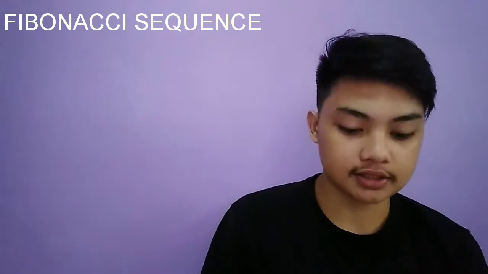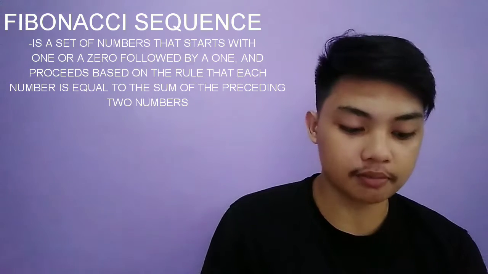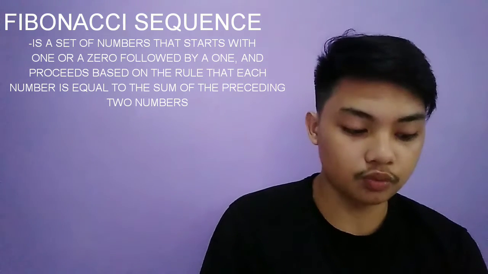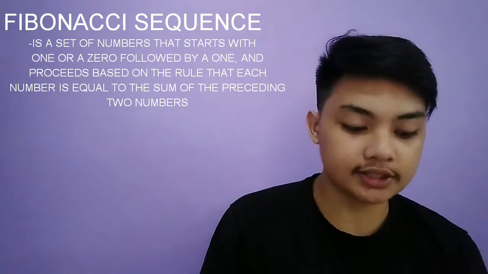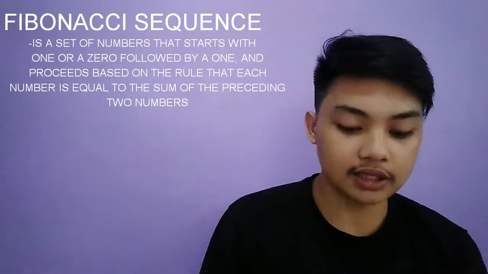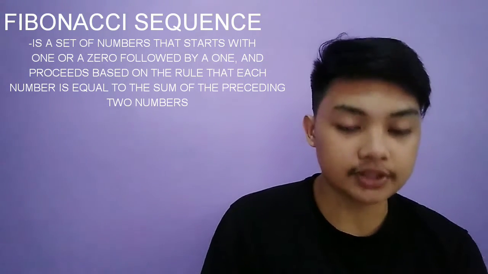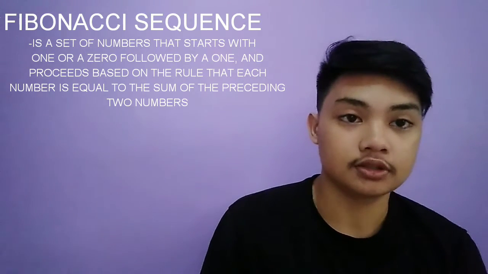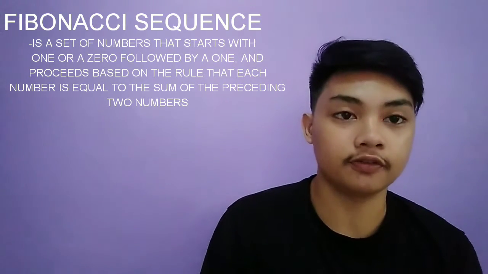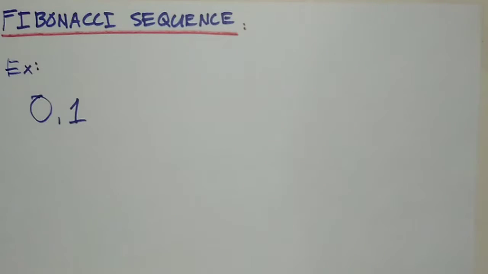So next we will proceed to another topic which is under sequence, the Fibonacci sequence. Fibonacci sequence is a set of numbers that starts with a 0 followed by a 1 and proceeds based on the rule that each number is equal to the sum of the preceding two numbers. So this is an example of the Fibonacci sequence.